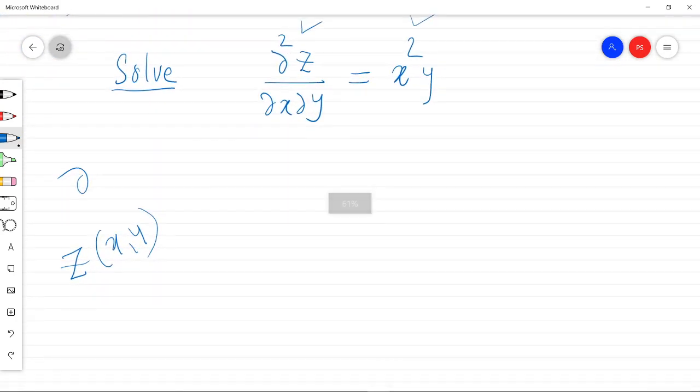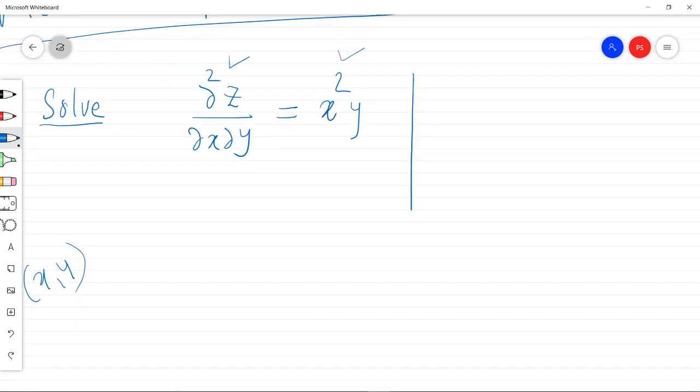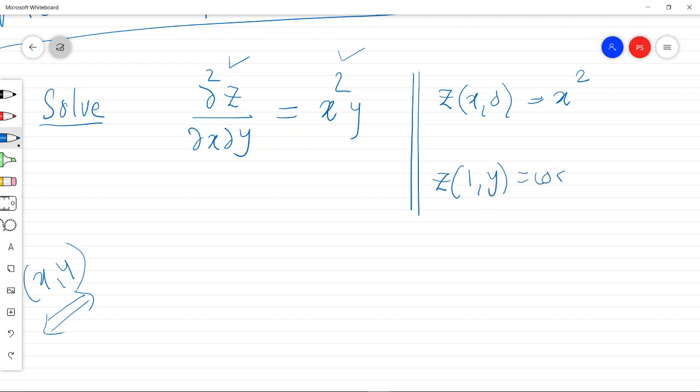So let us try to solve this, since it involves derivatives. Now this can also be provided with some initial or boundary conditions. Since we have x and y, which are typically known as position coordinates, the conditions should be boundary conditions. So say z of (x, 0) is equal to x squared and z of (1, y) is equal to cos y.